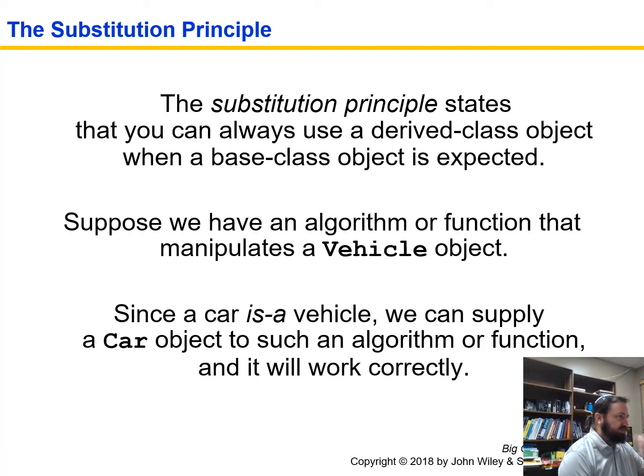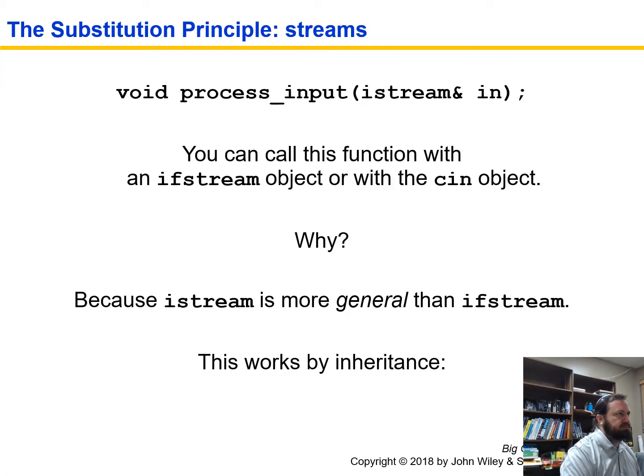So since a car is a vehicle, an algorithm that expects to take a vehicle object as a parameter and tell it to go somewhere can take a car as a parameter and tell it to go somewhere, and it will work correctly. Okay.